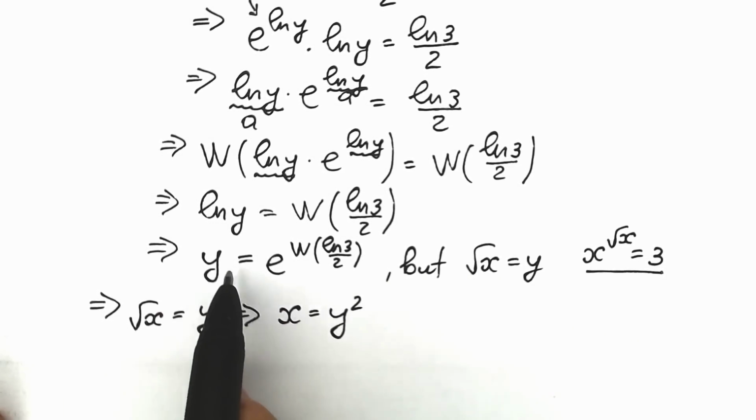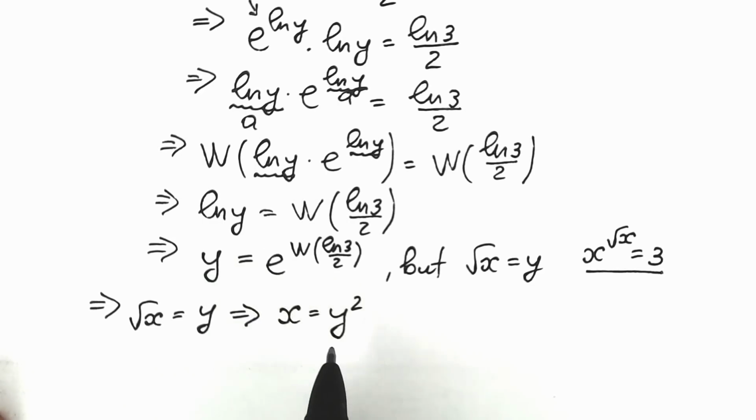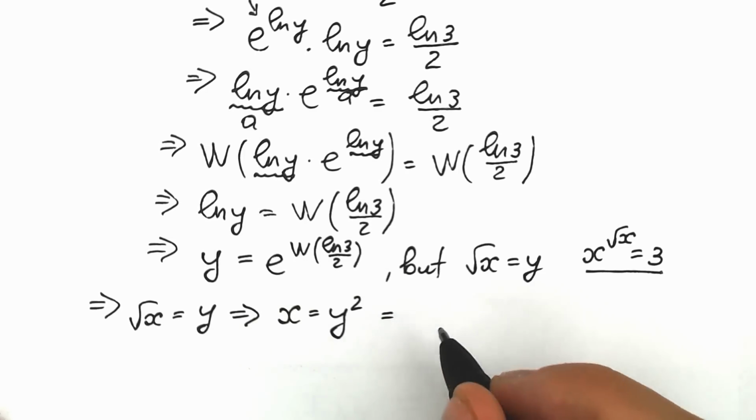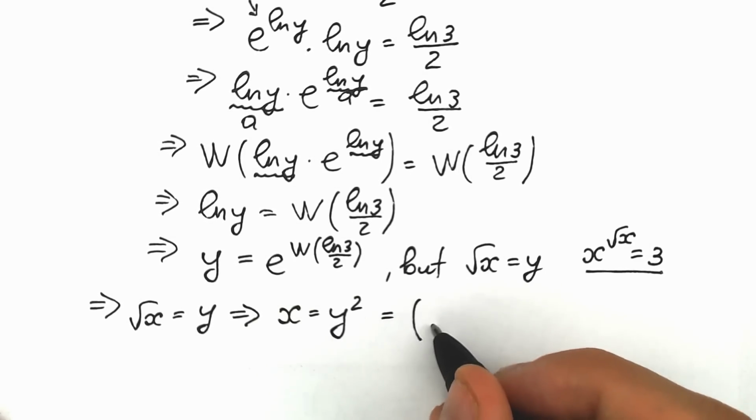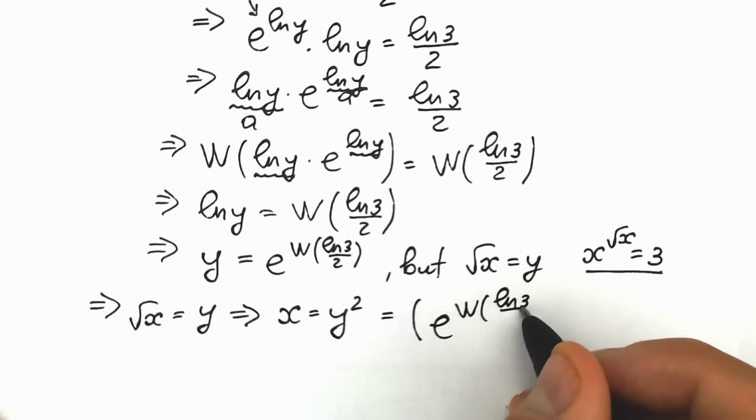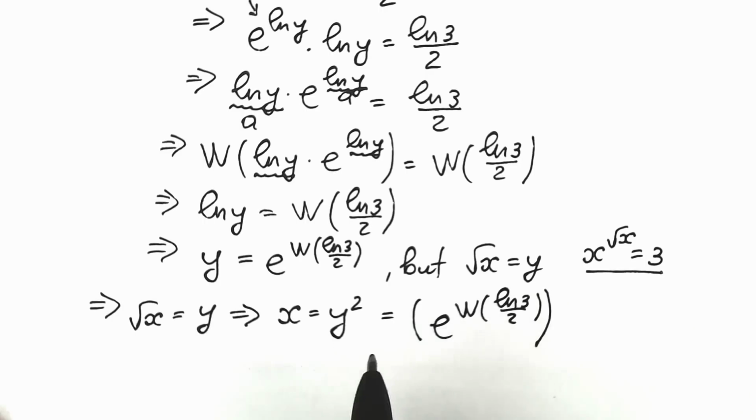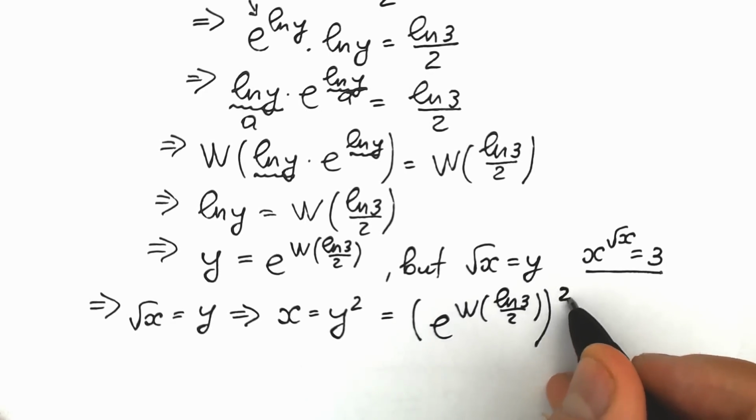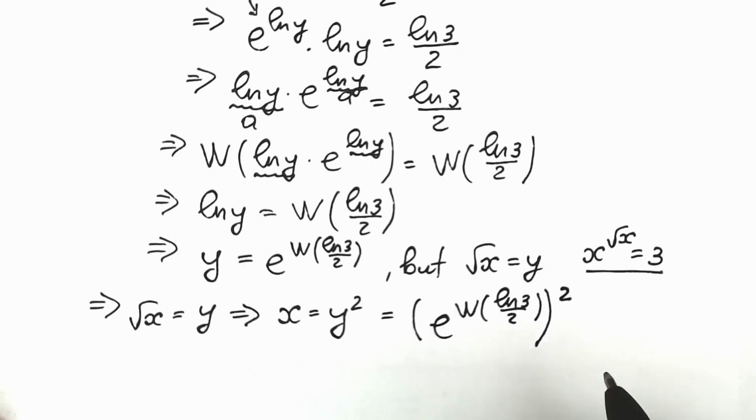And we know about our y, we know everything about it. So right now, instead of this y, let's write our expression right here. As a result, what do we have? We have a parenthesis, and we raise e to the power Lambert W function of natural log 3 over 2. We're gonna raise this to the second power.